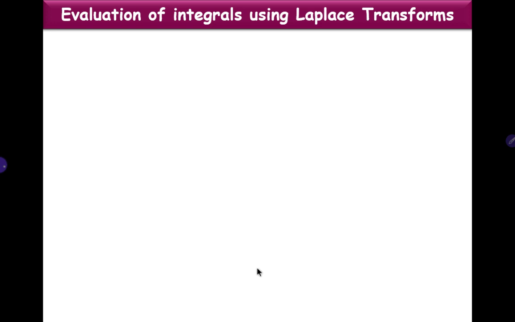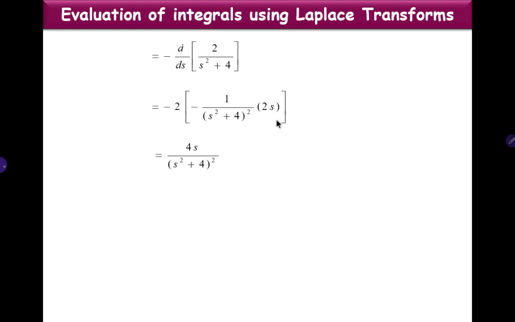Just finding its derivative, we get the Laplace transform of t into sine 2t. The derivative of 1 by s square plus 4 is minus 1 by s square plus 4 whole square into the internal derivative, that is, the derivative of s square plus 4 is 2s. So minus and minus becomes plus, 2 into 2s becomes 4s by s square plus 4 whole square. Therefore, integral 0 to infinity e power minus st into t sine 2t dt is equal to 4s by s square plus 4 whole square. Now, to obtain the required integral, in place of s we put minus 3.